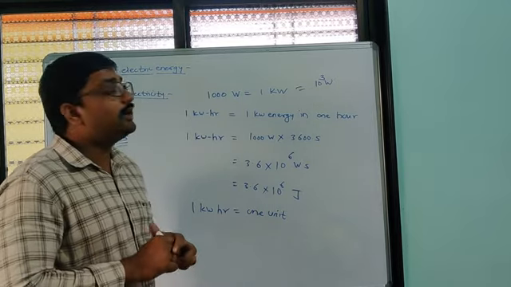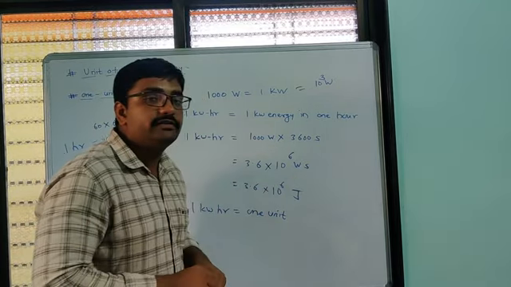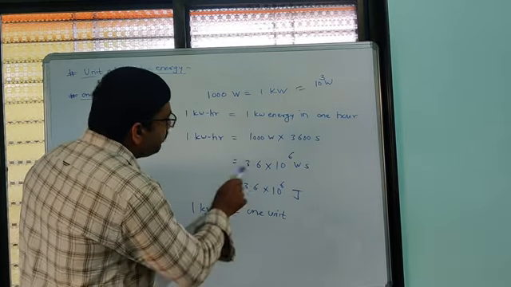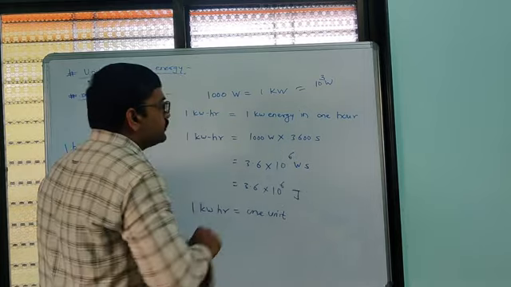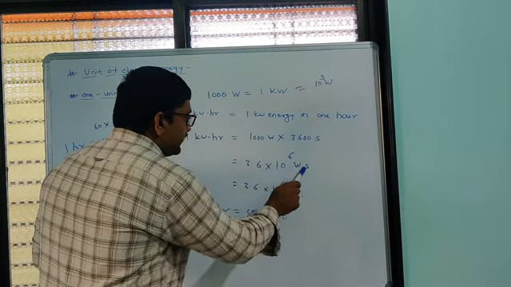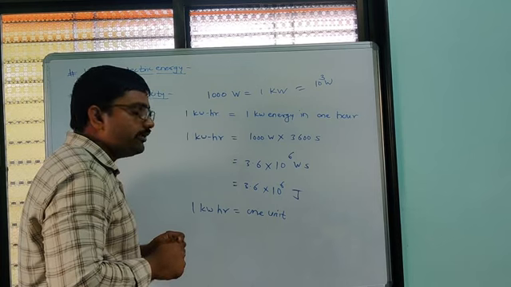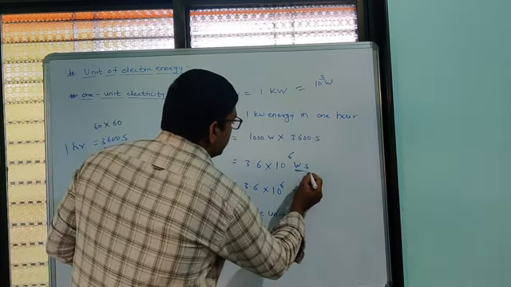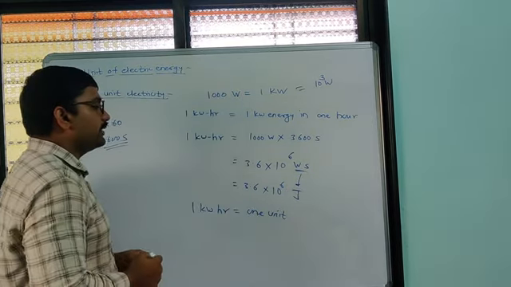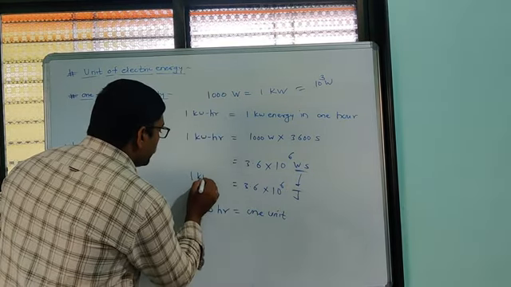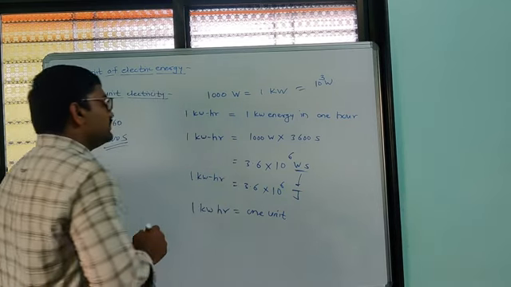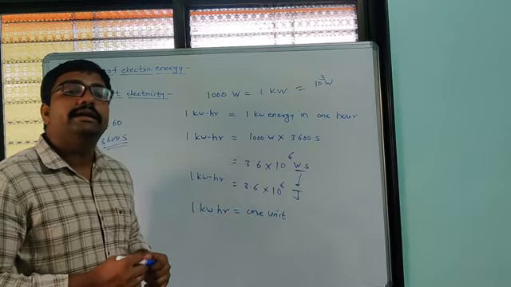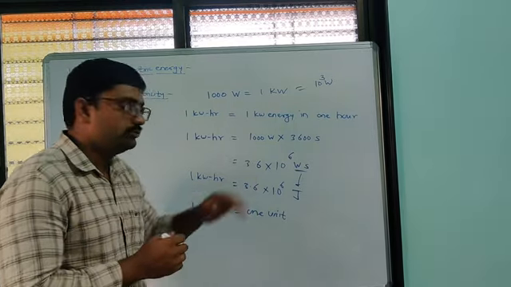Okay, and in 1 hour we know 3600 seconds are there. So it will be equal to 3.6 into 10 raised to 6 watt second. This watt second is nothing but the joule. So 1 kilowatt hour energy is equal to 3.6 into 10 raised to 6 joule.